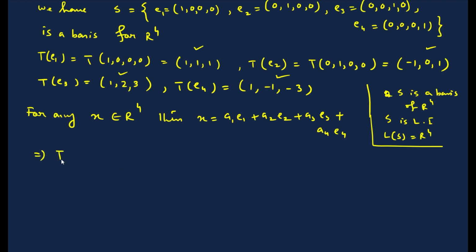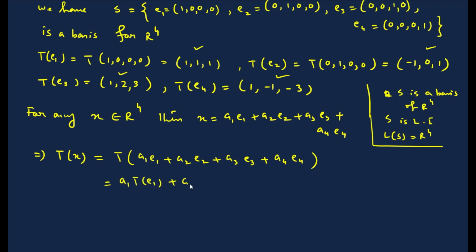So let us take the transformation on both sides, T of X. It will be T of A1 E1 plus A2 E2 plus A3 E3 plus A4 E4. Since T is a linear transformation, from the condition of transformation, you can write A1 T of E1 plus A2 T of E2 plus A3 T of E3 plus A4 T of E4. This equals A1 into T of E1, which we have already found.